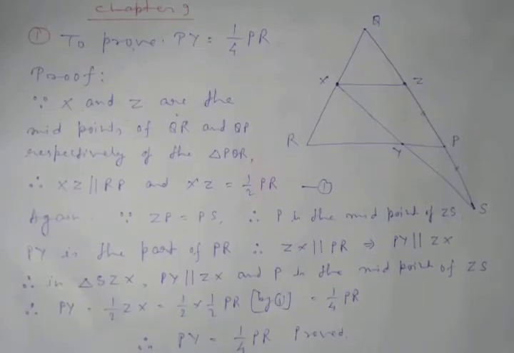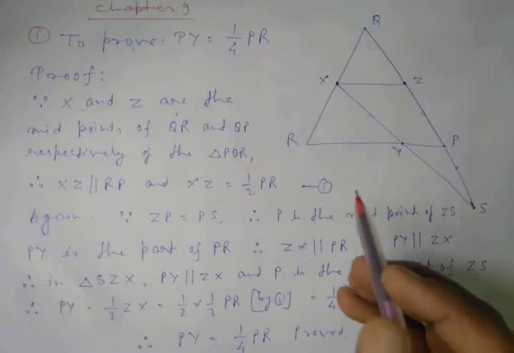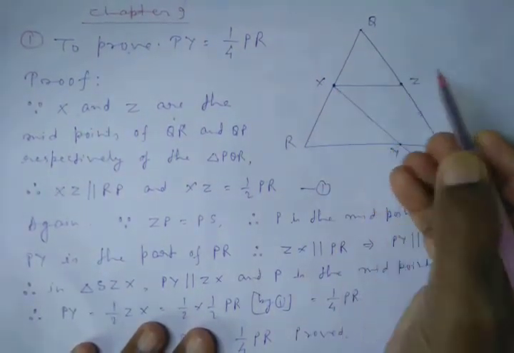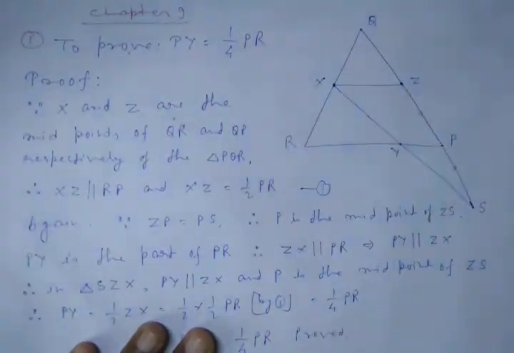This is the solution of worksheet 14, mathematics class 9, chapter 9. So in the first question, we are given that X and Z are the midpoints of the sides. Here, X and Z are the midpoints of RQ and PQ.